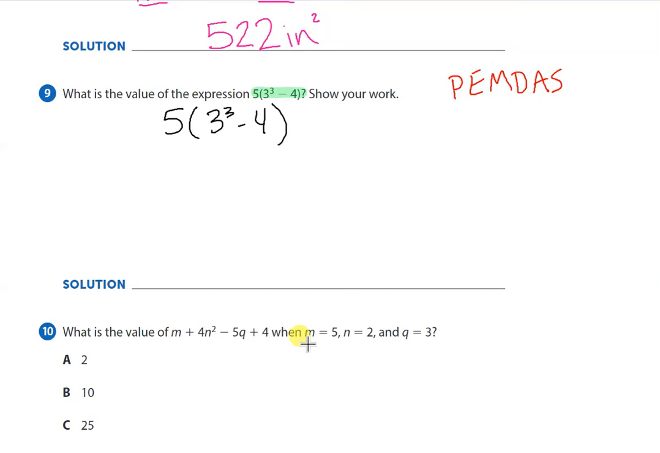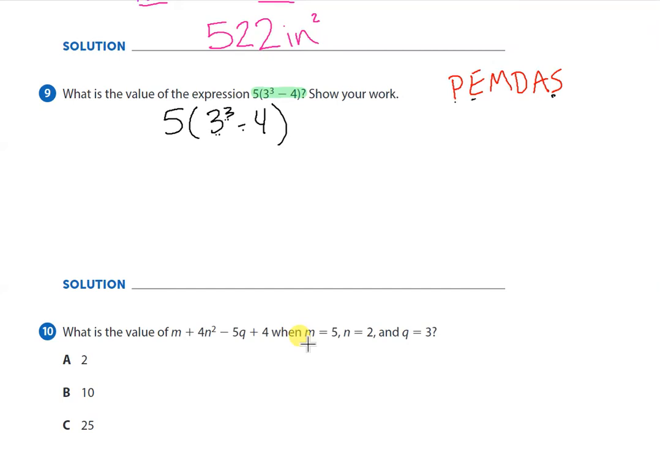So the first thing we have to do is the operations inside the parentheses. Inside the parentheses we have two operations. We have an exponent and we have subtraction. So within the parentheses we also have PEMDAS. What do we do first? The exponent or the subtraction? Let's see. Exponent, subtraction. Which one came first?